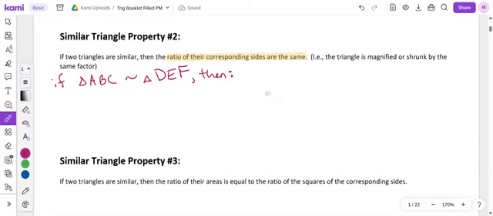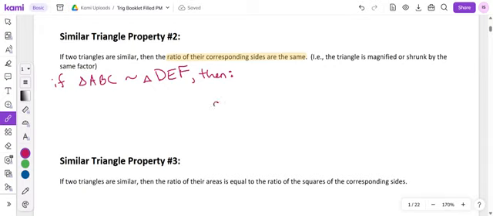So then if I'm like, okay, which triangle is bigger? Is it DEF or ABC? Okay, so I like to have the bigger ones up top because if I go 1 divided by 3, that's uglier than 3 divided by 1. So I put the bigger one on top.